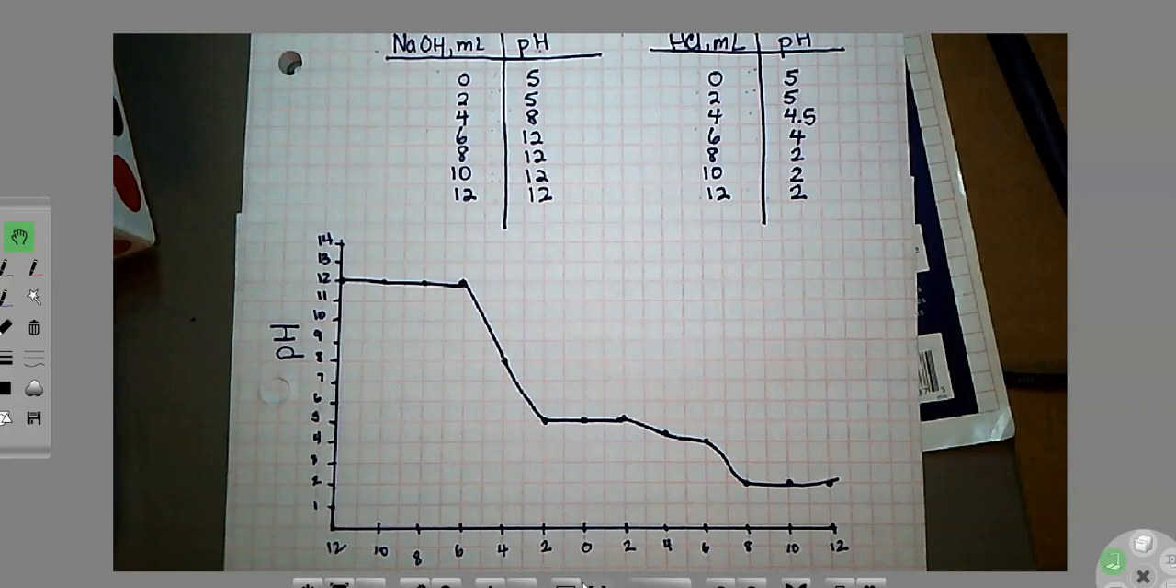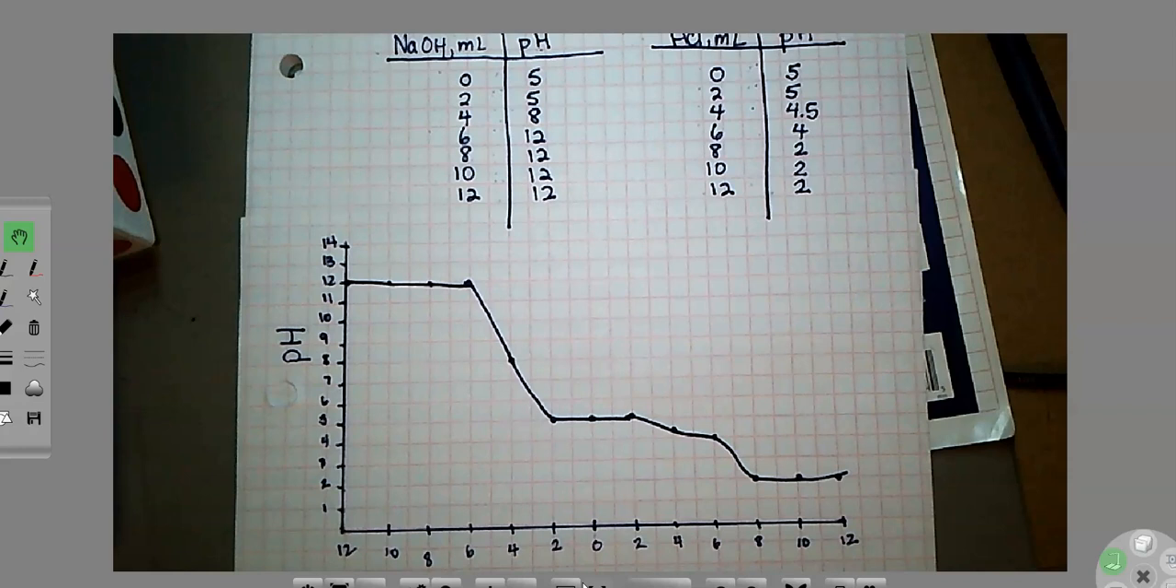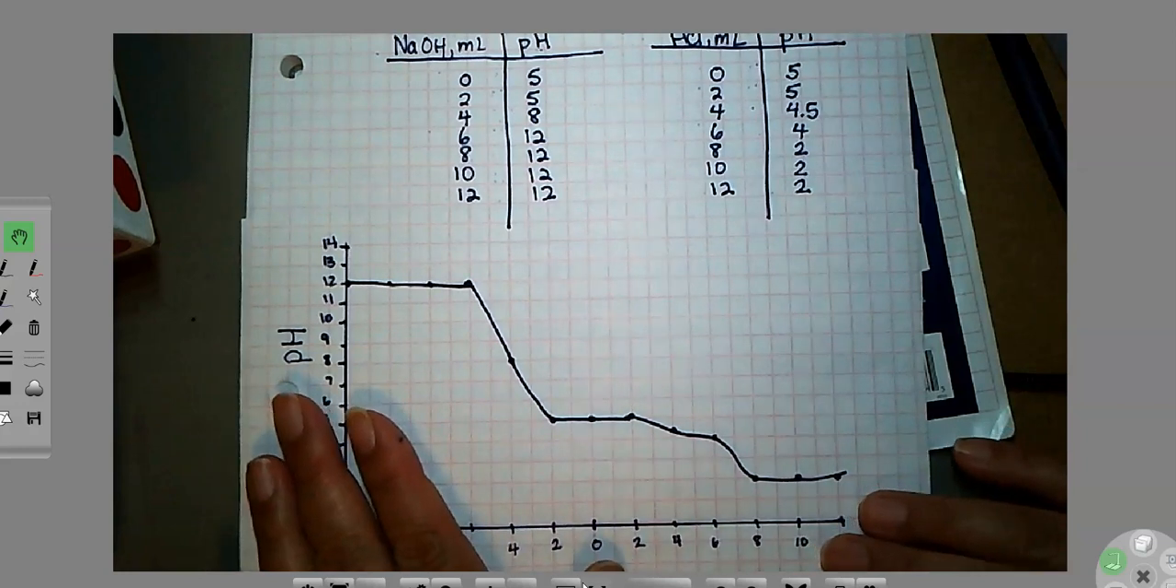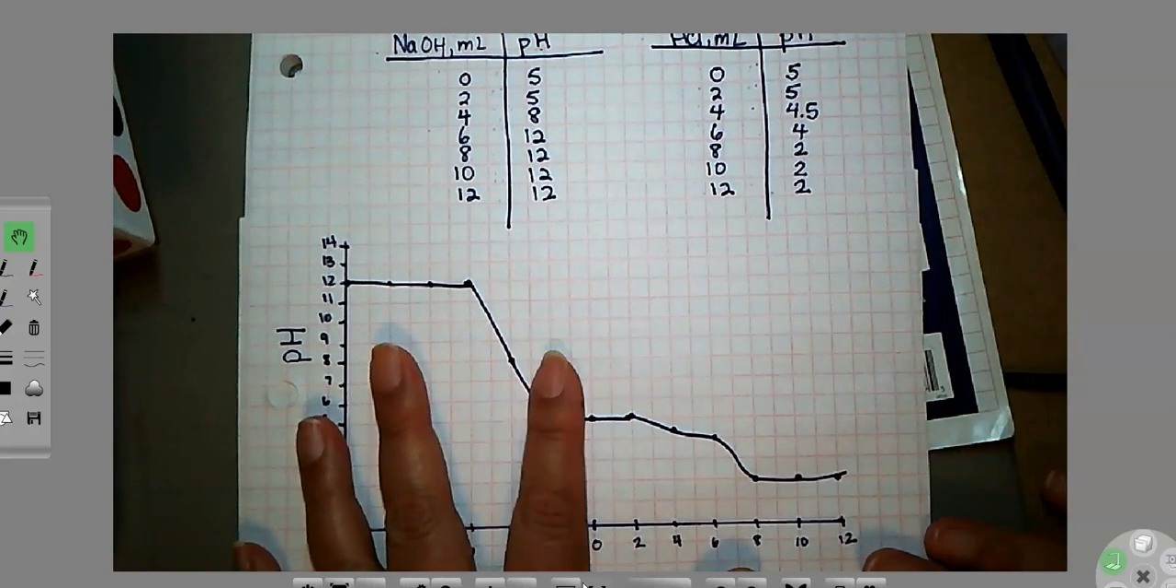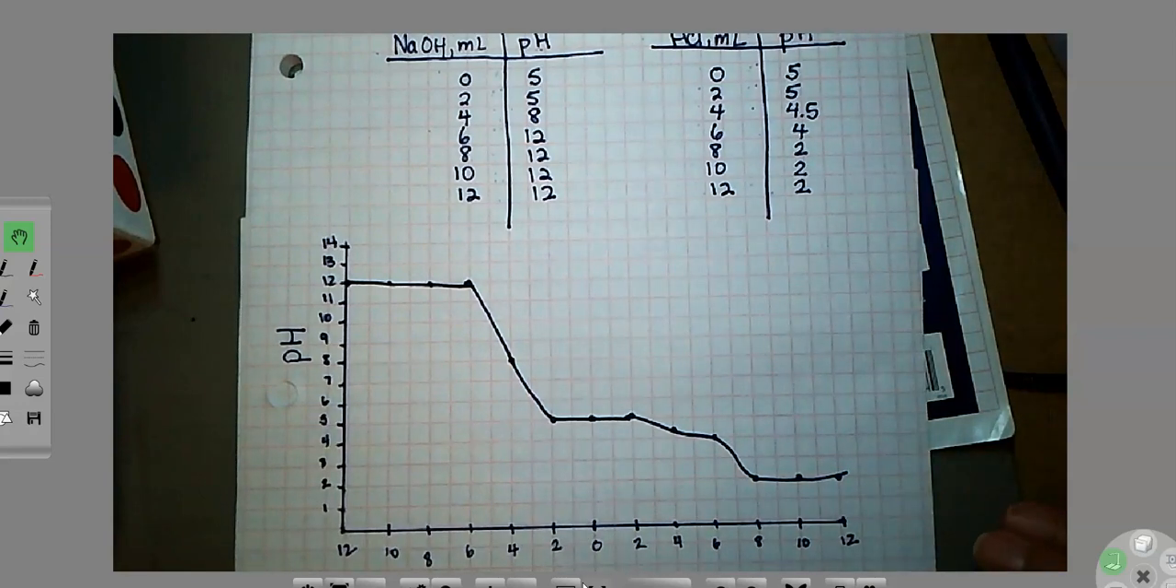All right, so let's evaluate this graph, the one that we just made together. I didn't draw the line very well. I'm not an artist, whatever. You can deal with it. So why don't we find out where our glass ceiling and our glass floor are. We're going to look at this graph and we are going to X out the flat parts that are the pH of the things that we titrated it with.